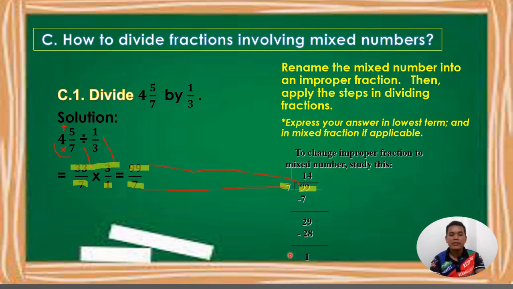So we got the result 14. This is our quotient. 14 will become our whole number. And then 1, which is the remainder, will become the numerator. And then the divisor, that is 7, is our denominator. So we got 14 and 1/7.